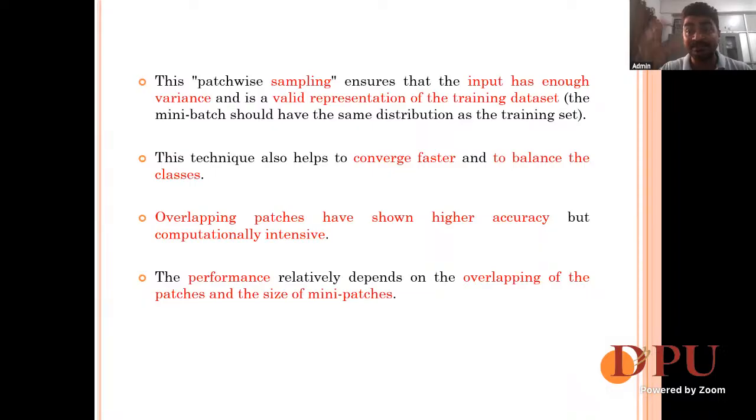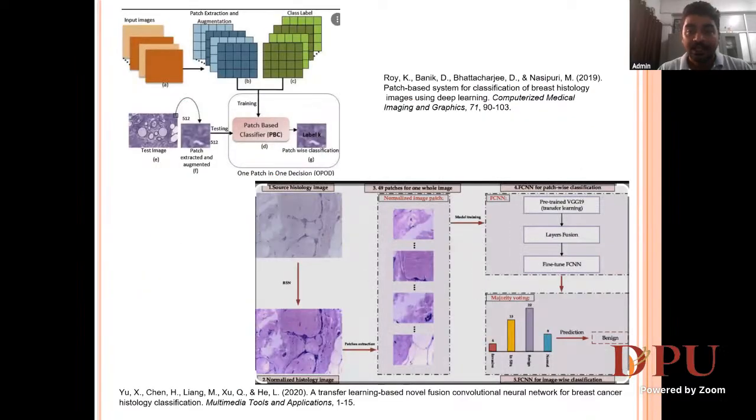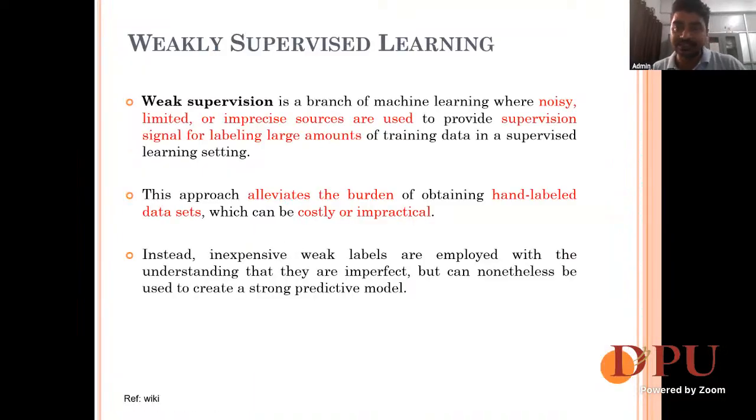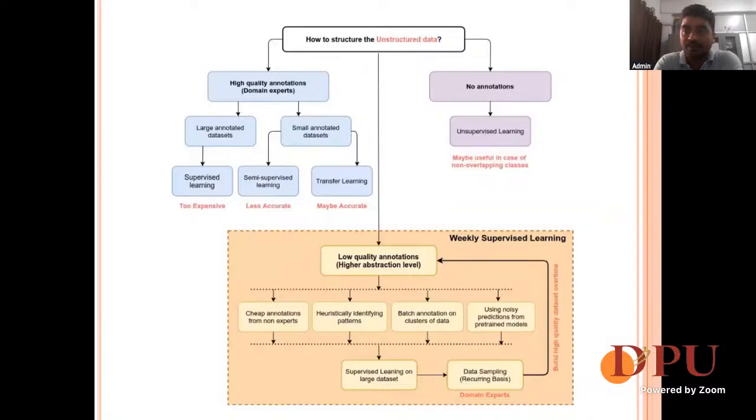I mean, if the image size is too big or too small, the size of the patch will be different. So instead of training the whole model with a large image, you can break it into small patches, and then patch-based training might sometimes give you a better result.